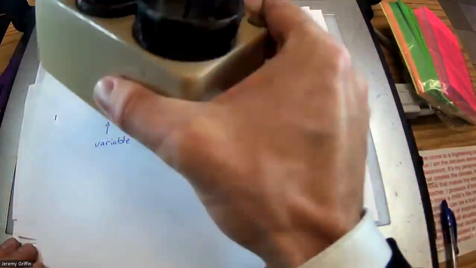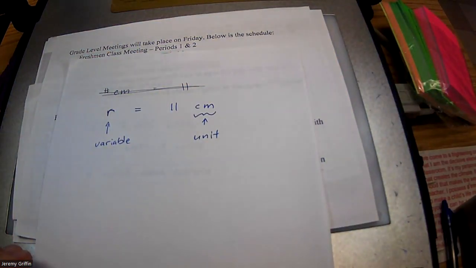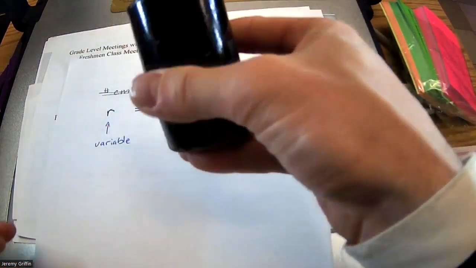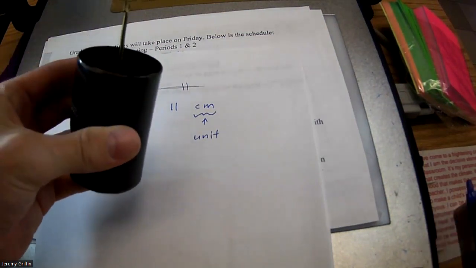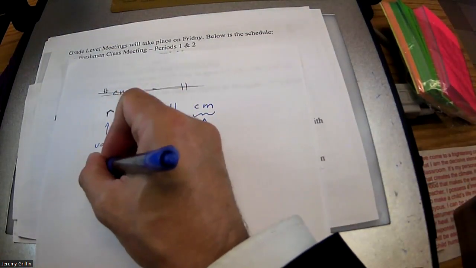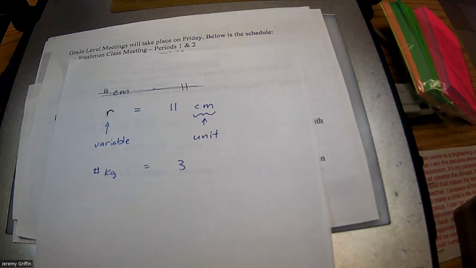Oh, how about this? I got a whole box of lab masses here. You guys get your hands on these for plenty of labs. The biggest one here is 1 kilogram. For context, that's approximately 2.2 pounds, but 1 kilogram in the metric system. Suppose you had three of these guys. Would you want to say the number of kilograms is equal to 3? Is that what you want to say?